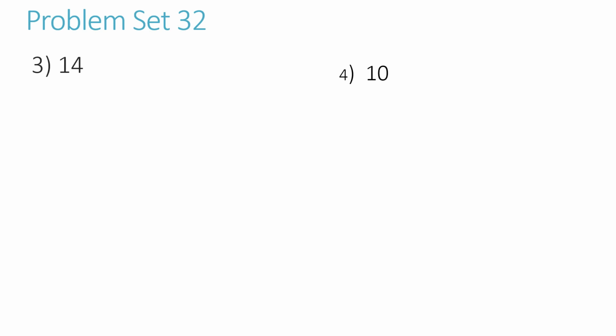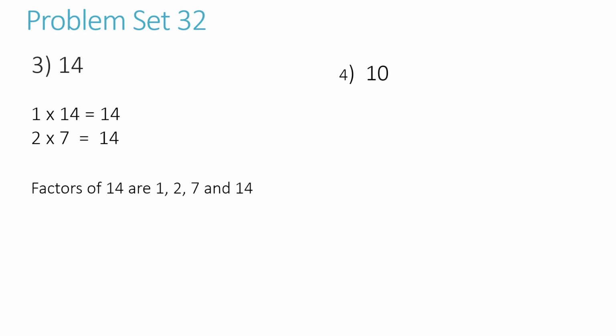Now third sum, find the factors of 14. So pairs of the number which gives the product 14 are 1 into 14 is 14. Then it goes in 2 table, 2 7s is 14. Then 7 table it goes, 7 2s is 14, it's one and the same. And 14 1s is 14. So the factors of 14 are 1, 2, 7 and 14.